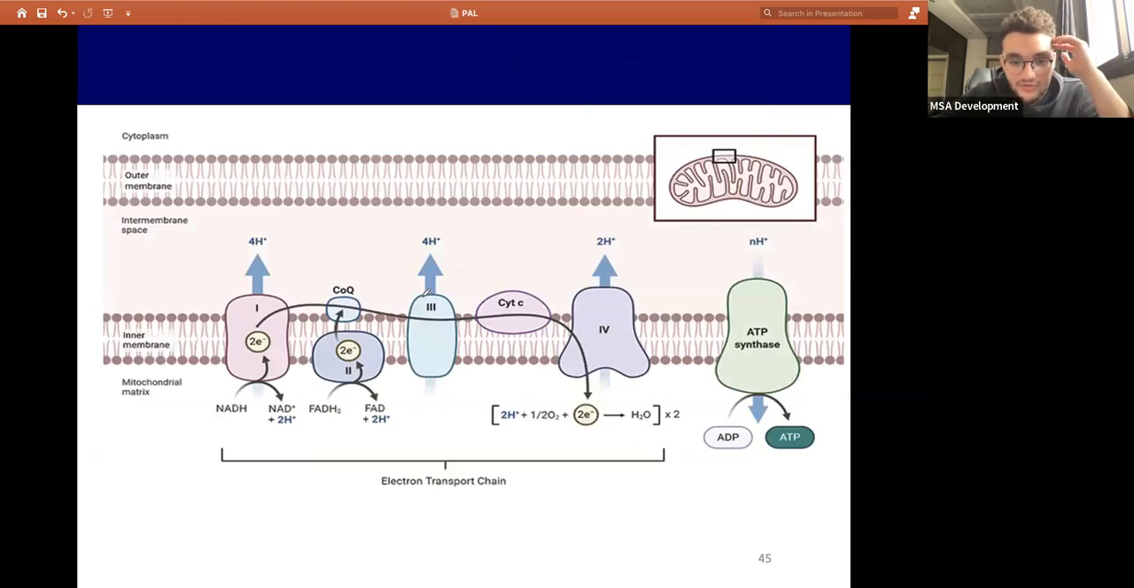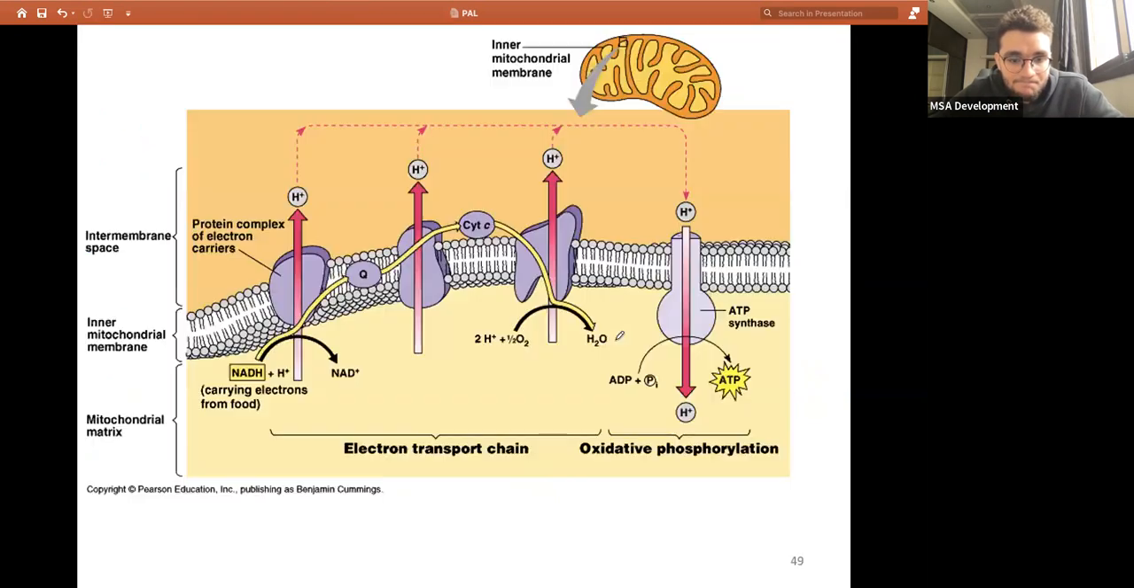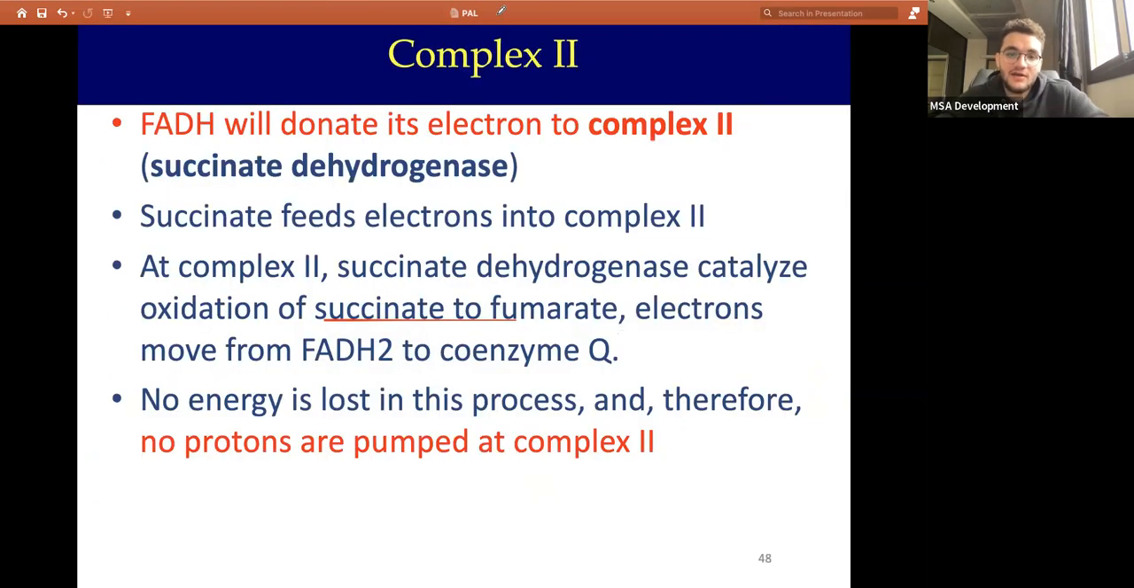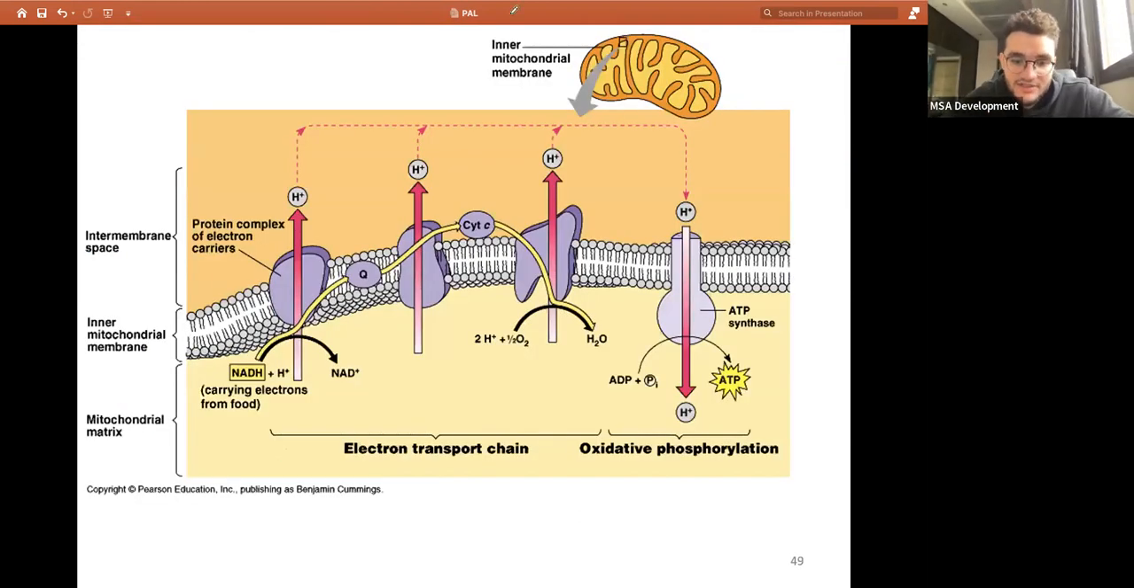So complex number 2 is over here. Sorry, it's not that, it's that. So this is complex number 2. FADH2 donates the electron to complex number 2. It goes to coenzyme Q, complex number 3, cytochrome C, and complex number 4. Okay, so I hope that makes sense. And again, no protons are pumped at complex number 2, only at 1, 3, and 4. Okay, and so this is basically what I talked about.